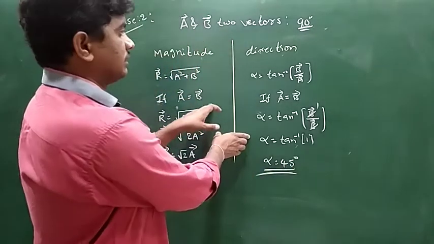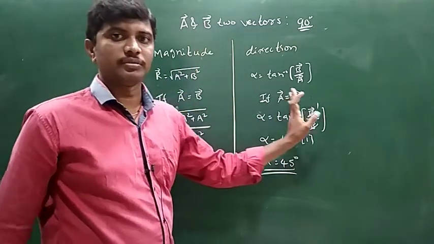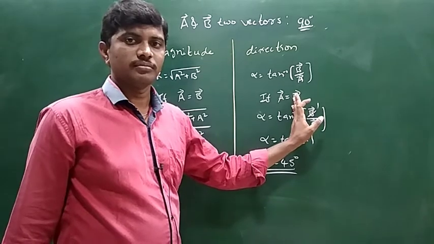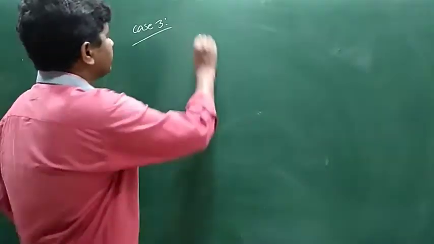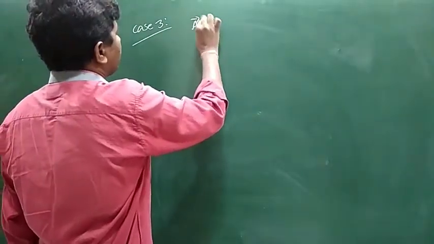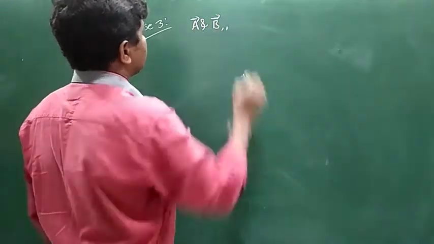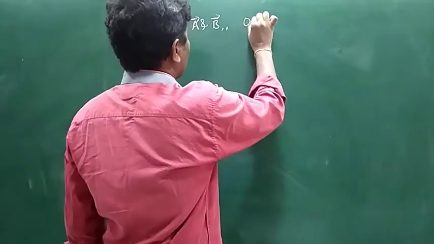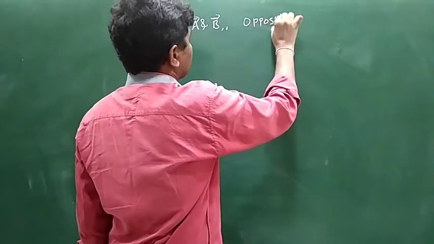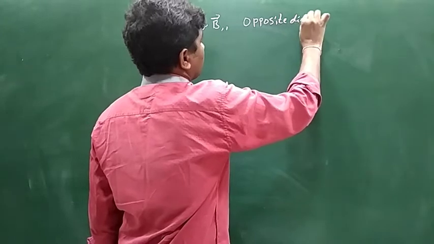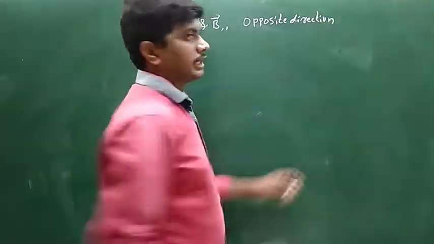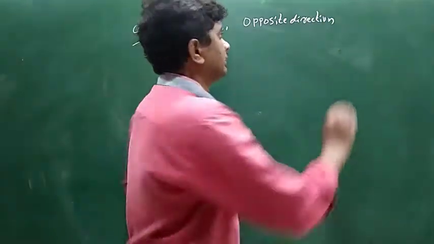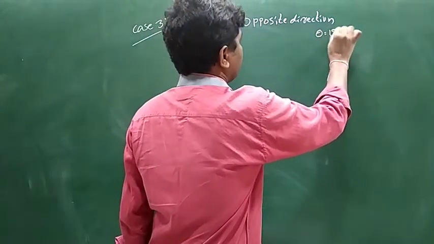These are the special cases, if two vectors are equal. The third case is when a bar and b bar are two vectors in the opposite direction. Opposite direction means theta is equal to 180 degrees. The theta is equal to 180 degrees.